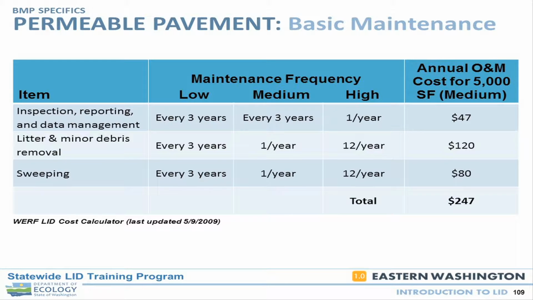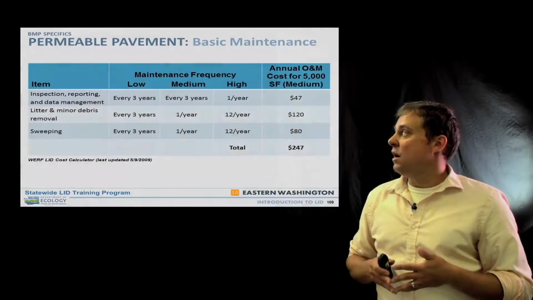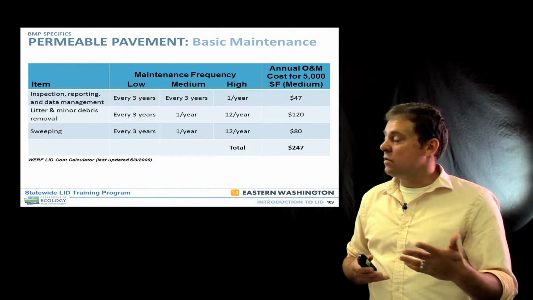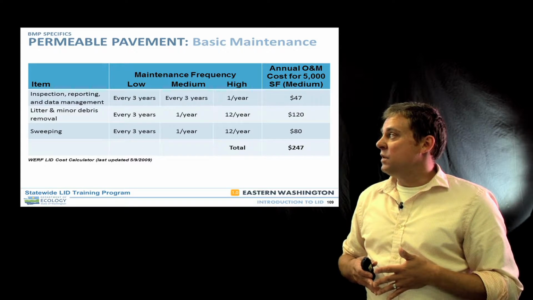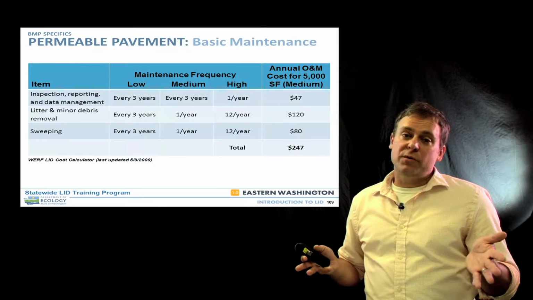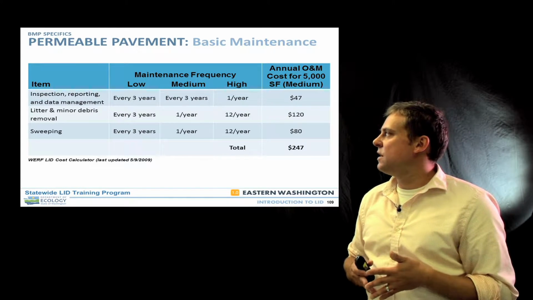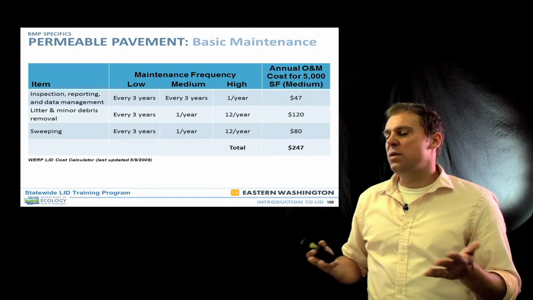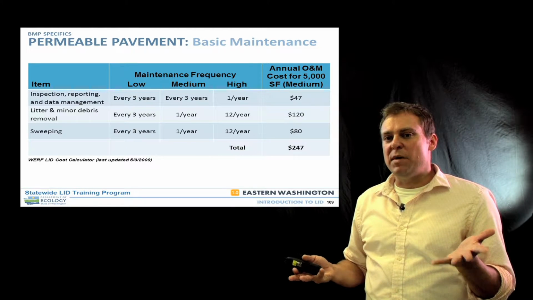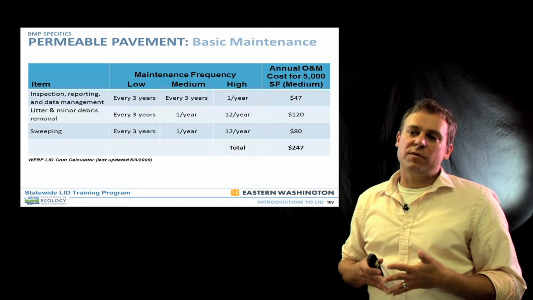First thing is just inspecting it, reporting and data management, so different levels there. You can do it once per year or every 3 years or so. Litter and minor debris removal, again, for the aesthetics. So again, different levels of that. And then sweeping. Sweeping is really the key maintenance activity for permeable pavements.